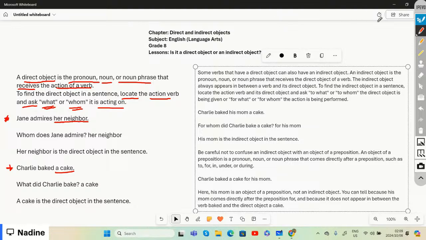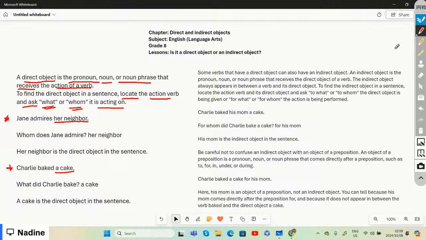But we also have an indirect object. We said a direct object is the pronoun, noun, or noun phrase that receives the action of the verb. But some verbs that have a direct object can also have an indirect object.